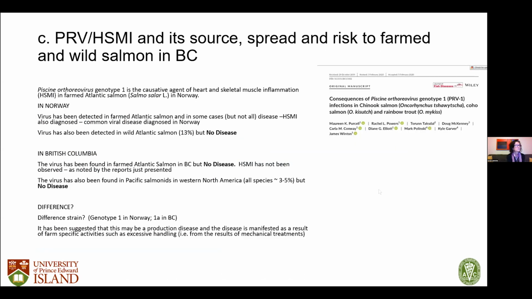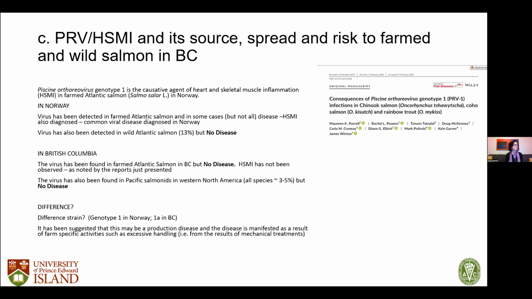So the next point I wanted to talk to you about is PRV or HSMI: the source, its spread, and the risk to farm and wild salmon. So Piscine orthoreovirus is a causative agent for a disease called heart and skeletal muscle inflammation, or HSMI. This disease is predominantly found and diagnosed in Norway. It's actually one of the most common diseases diagnosed in Norway. This virus is quite ubiquitous in the farmed fish in Norway. It's found in quite a large percentage of the fish, but not all of them exhibit HSMI.